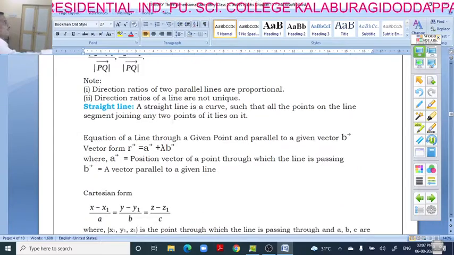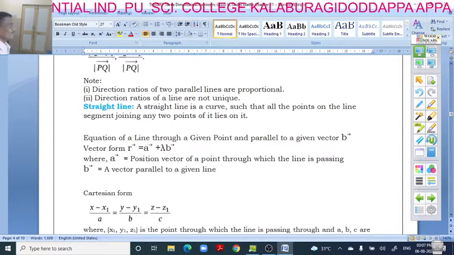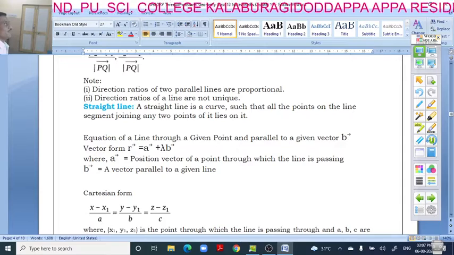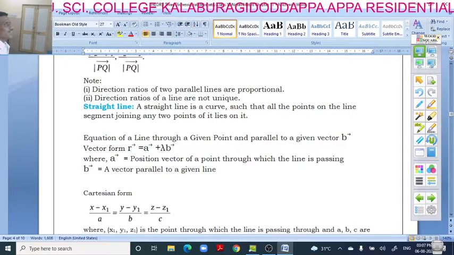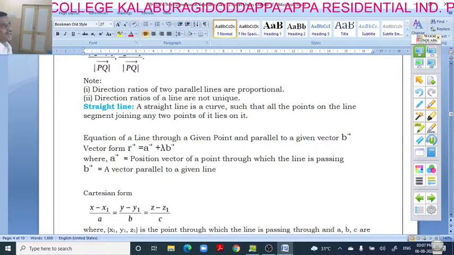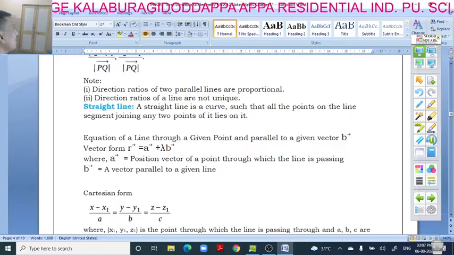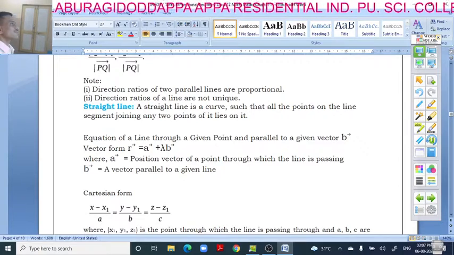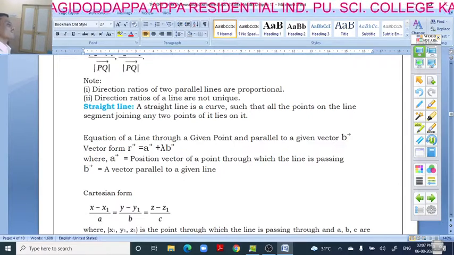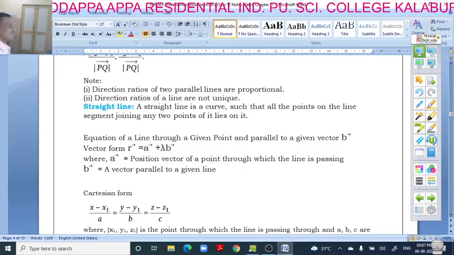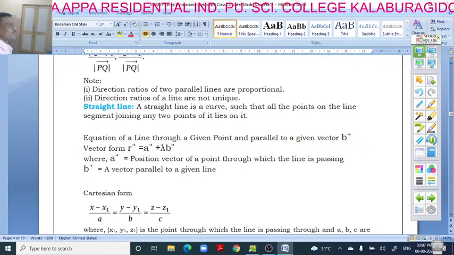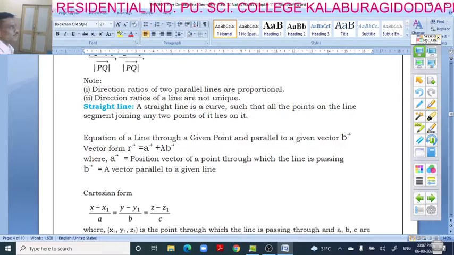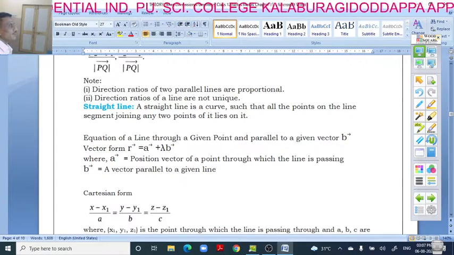Next concept, the straight line. A straight line is a curve such that all the points on the line segment joining any two points of it lie on it. In geometry generally you know the straight line, and here we are going to study the same straight line in three-dimensional geometry.